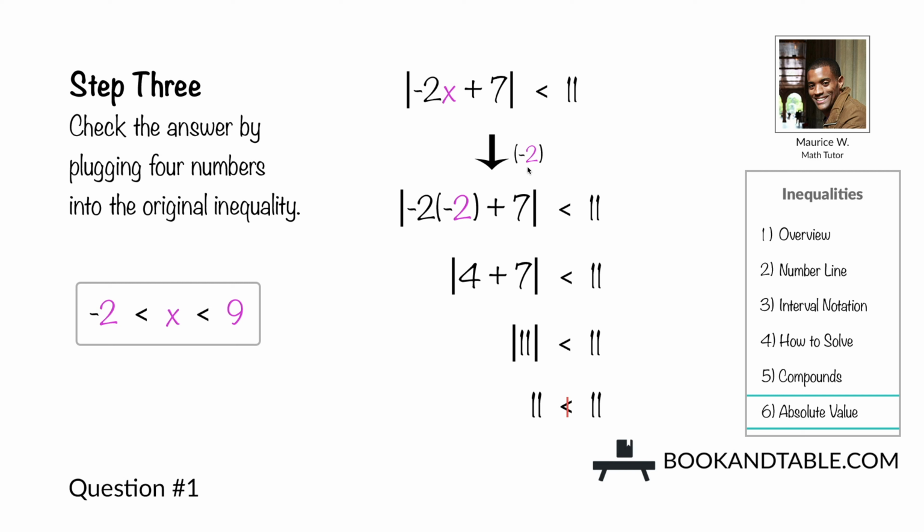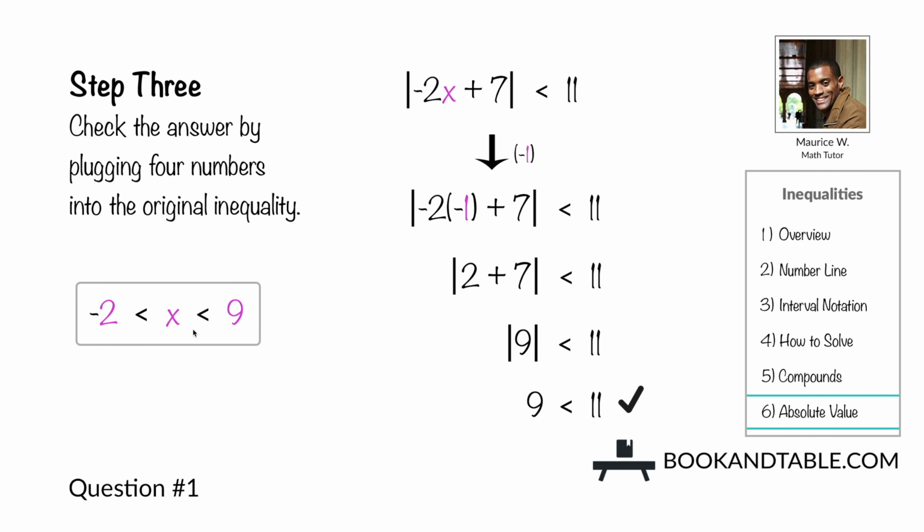When we plug in negative 2 for x, we get negative 2 times negative 2, which is 4. 4 plus 7 is 11. And the absolute value of 11 is 11, giving us the false statement, 11 is less than 11. Then we try negative 1. Negative 2 times negative 1 is 2. 2 plus 7 is 9. And the absolute value of 9 is 9, giving us the true statement, 9 is less than 11. So that lets us know that the left side of this inequality is correct.